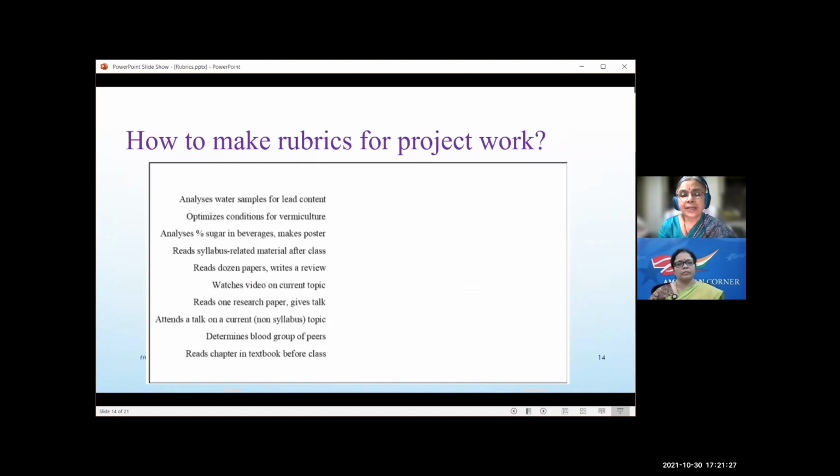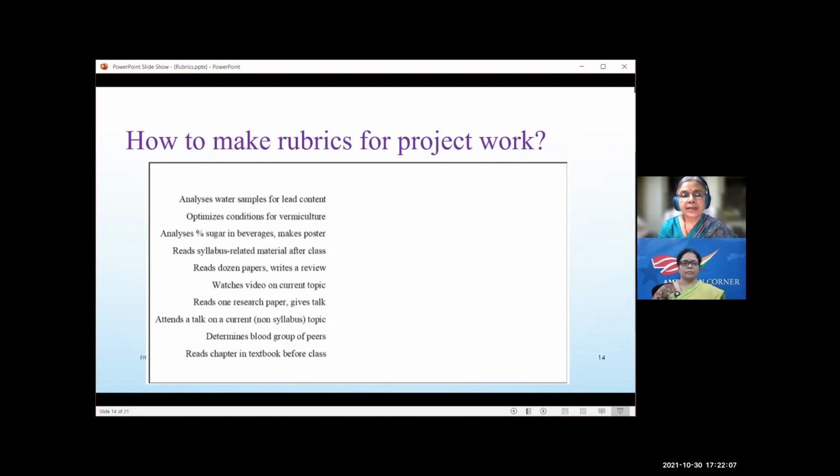So this is an example I had done long ago for how to make a rubric for project work. Different students have done different projects, right? So now how do you give them kind of a uniform basis for awarding? So I had talked about this with my other friends. So let's say there are 10 students in your class, and one person went and analyzed water samples, one person optimized conditions to grow earthworms and supply them to some nursery. One person bought a bunch of Coke and Fanta and whatever, and found out how much sugar was there and made a poster out of it.